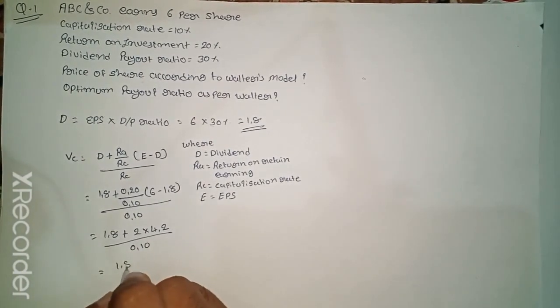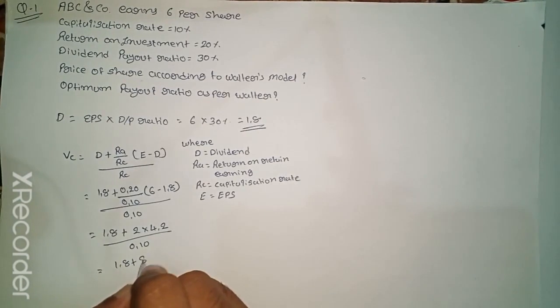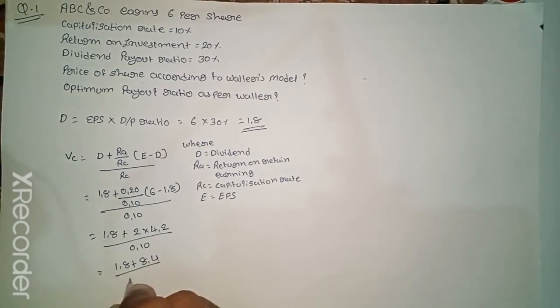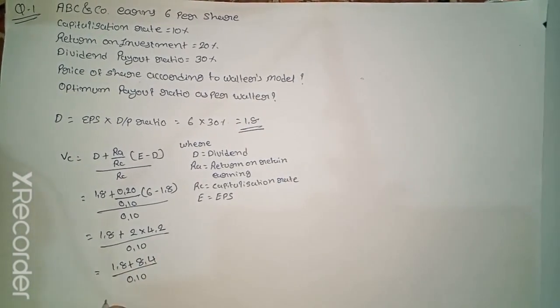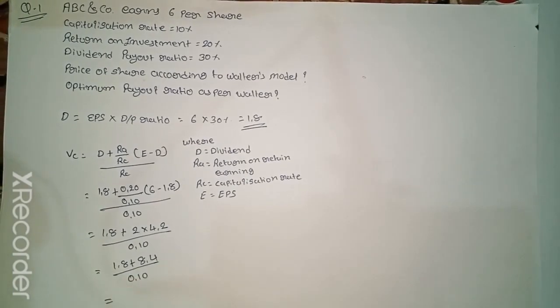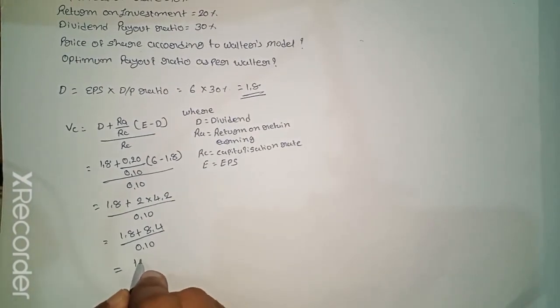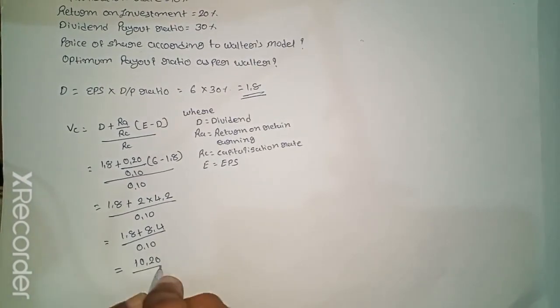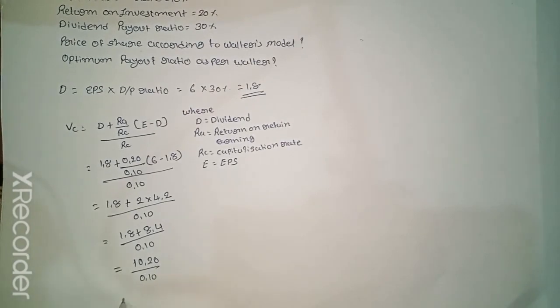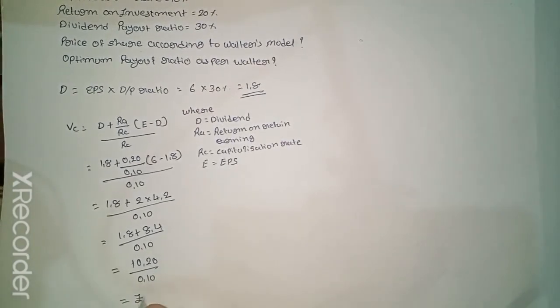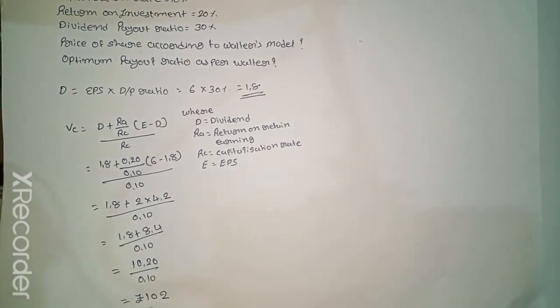So 1.8 plus 8.4, whole divided by 0.10. So 10.20 divided by 0.10. So value of share is 102.